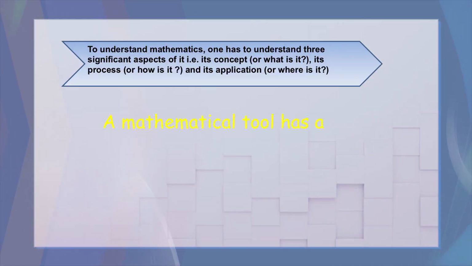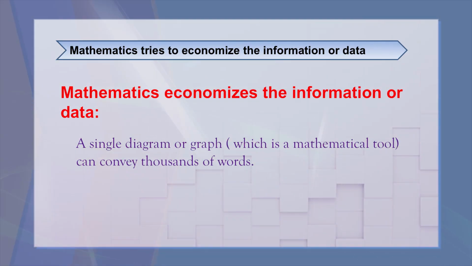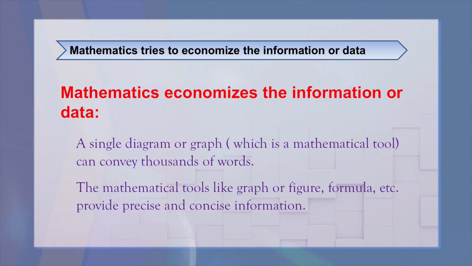A mathematical tool has a context or purpose, process or technique, and application or product. Mathematics reflects in our thinking process, feeling process and working process. Fourthly, mathematics tries to economize the information or data. It is worthy to mention here that a single diagram or graph can convey thousands of words. The mathematical tools like graph or figure, formula, etc. provide precise and concise information.